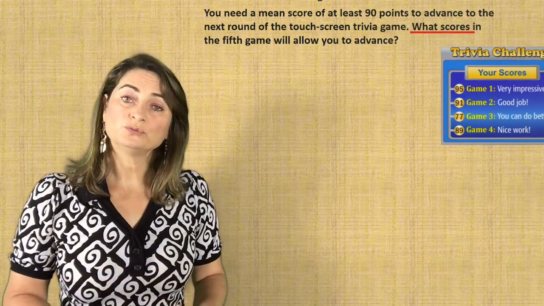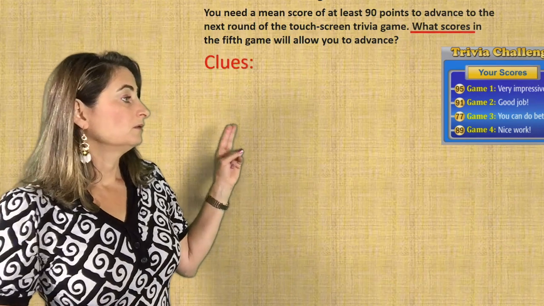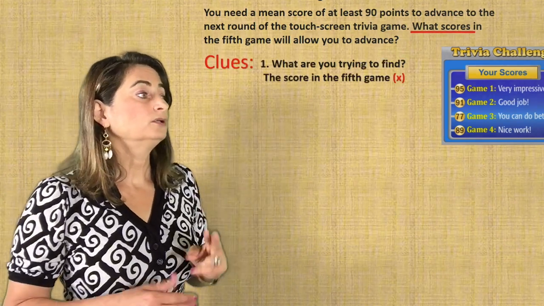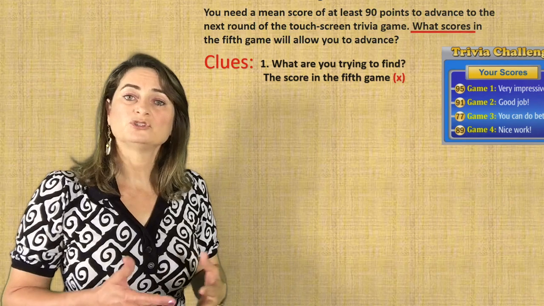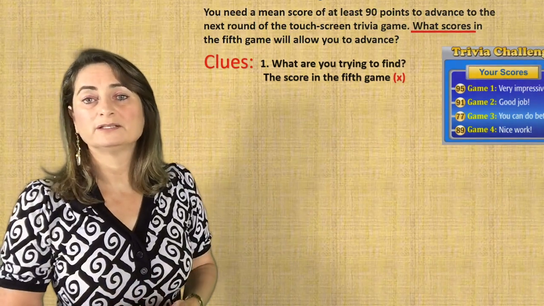Now look for your clues. You always look for your clues to know how to write the inequality. Clue number 1, what are you looking for? What are you trying to find? We're trying to find the score for the 5th game. So I don't know what it is. We gave it a letter, X.